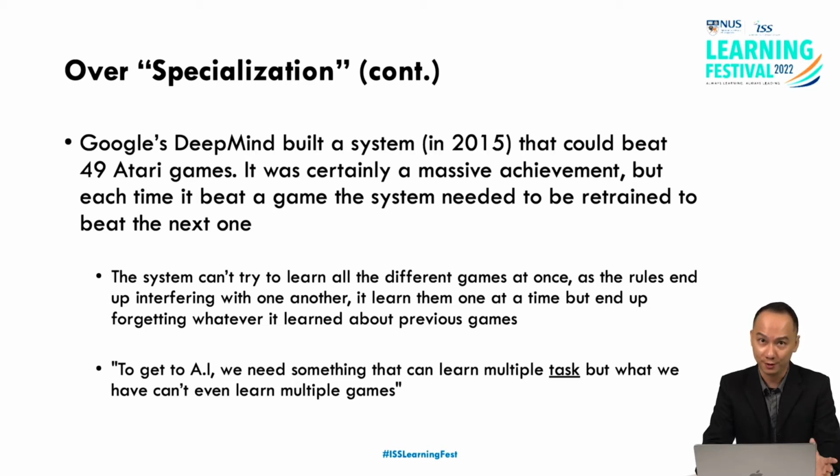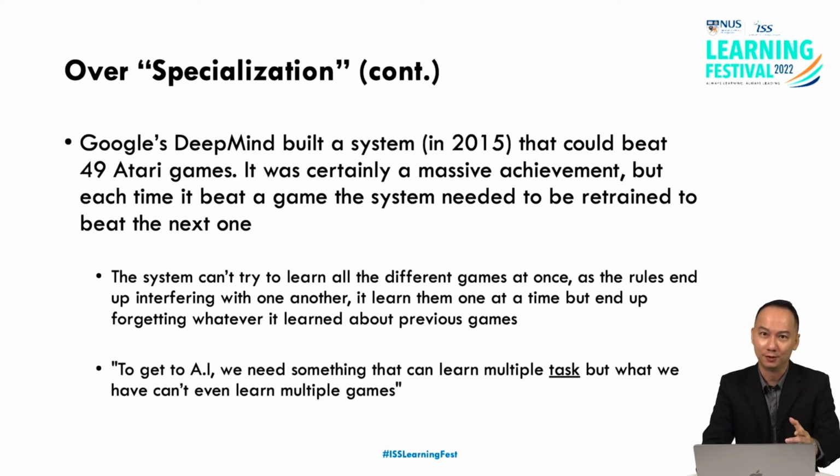In 2015, Google built a solution called DeepMind, where it could beat 49 Atari games. Now, this is definitely a great achievement, but here's the catch. Each time it is trained to play a game and it needs to move on to the next game, you have to retrain the system. So it literally forgets how to play the previous game and then it moves on.